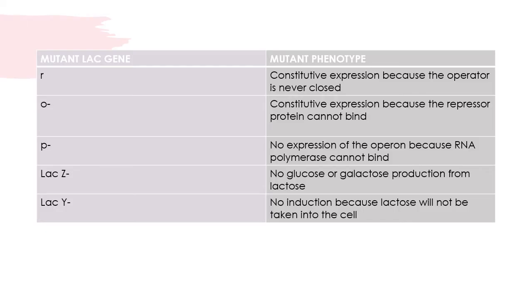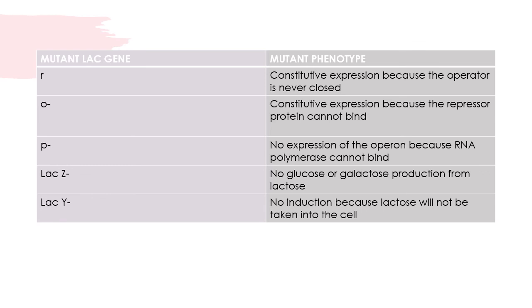So next, this is where E. coli exhibit various abnormalities in lactose metabolism. Some mutants express the lac operon genes constitutively whether or not lactose was present in the medium. Such mutants are called constitutive mutants. The lacO mutant has the phenotype of constitutive expression because the operator is never closed. The lacI mutant gene also shows constitutive expression because the repressor protein cannot bind.